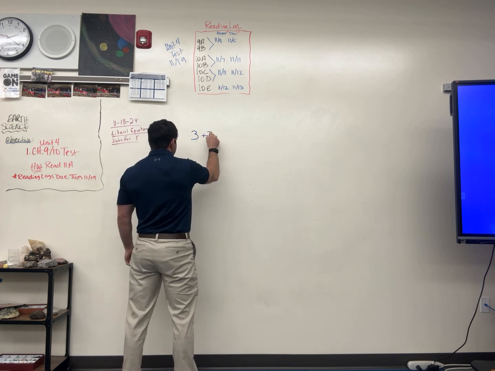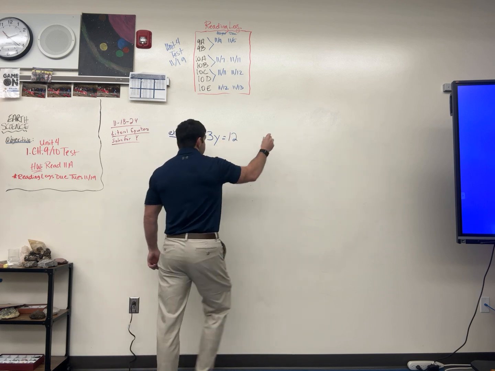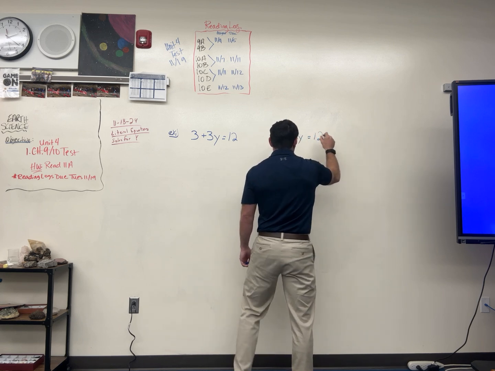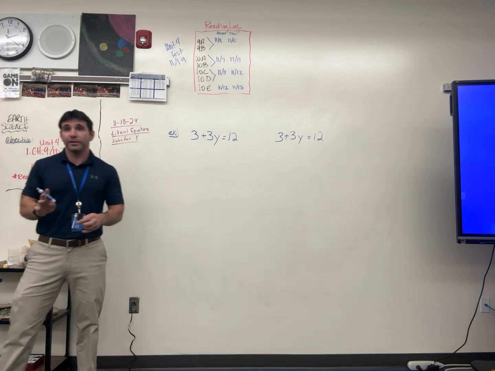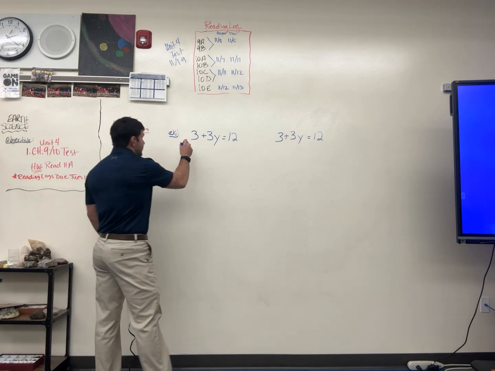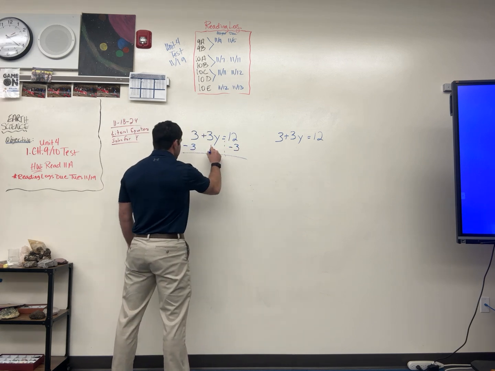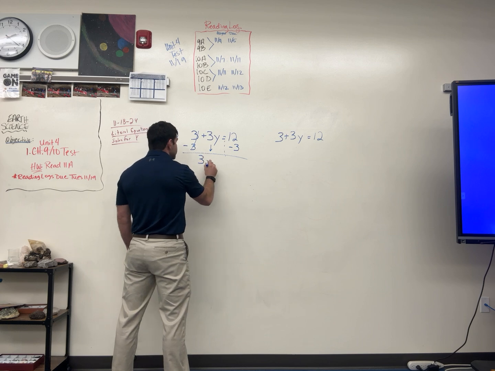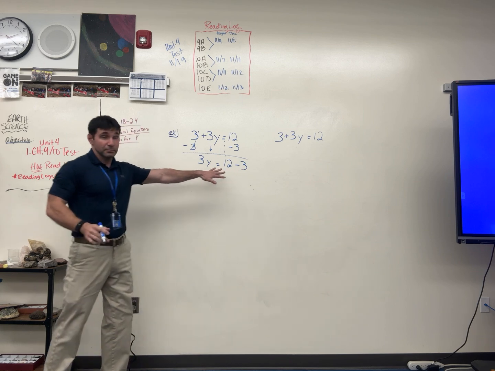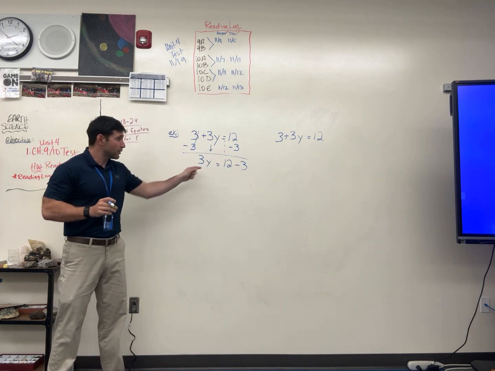3 plus 3y equals 12. And I'm going to write the same exact thing twice. Once again, we're solving a two-step equation. Okay? I subtract 3 from both sides. This time, we know 3 minus 3 is 0. Leaves me 3y equals 12 minus 3. Instead of actually doing it, I'm just going to rewrite it. Okay? How do I get y by itself?